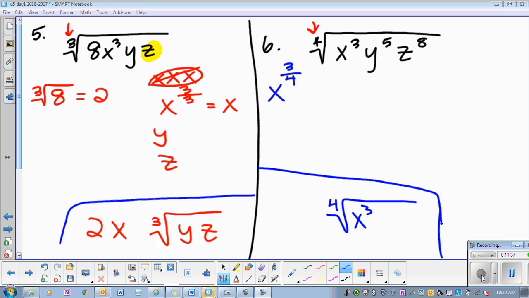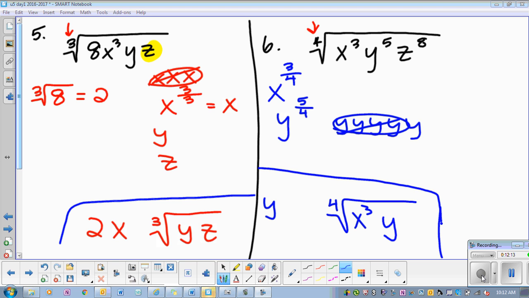Okay? Now, let's look at the y's. Y to the 5 over 4. Well, 5 over 4, it won't simplify to a nice non-decimal number, right? But let me think. If I have 5 y's, how many groups of 4 can I make? Just 1, right? Because 1, 2, 3, 4, 5. I have 1 group. How many do I have left over? 1. So 1 comes out, because the 1 from the group comes out. And then the 1 that was left over stays inside. Right?